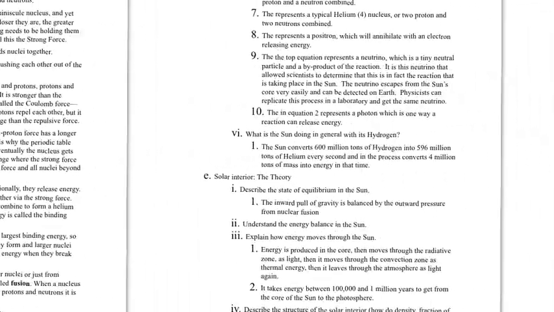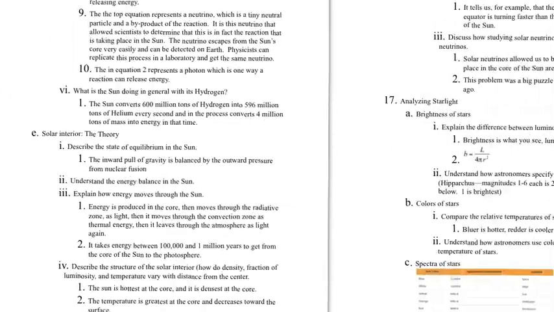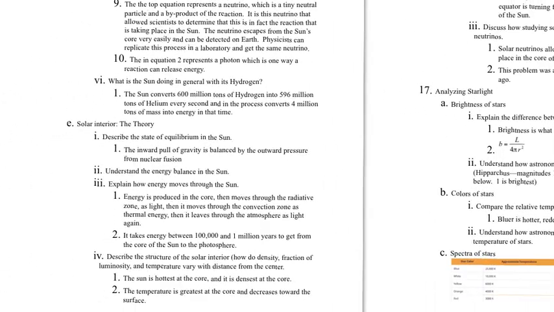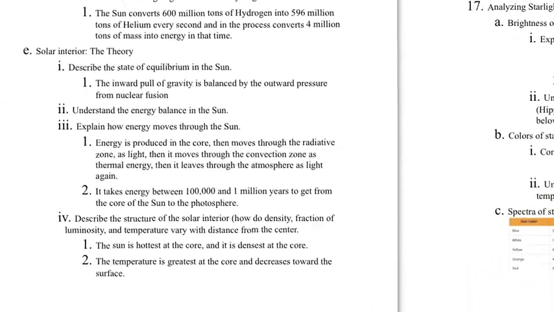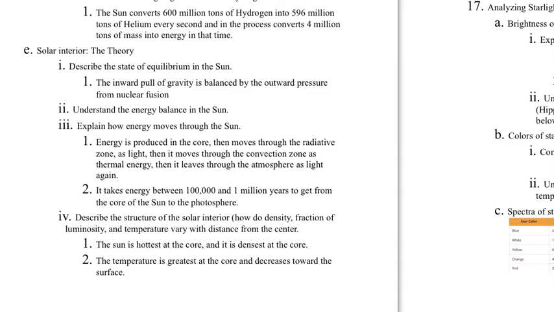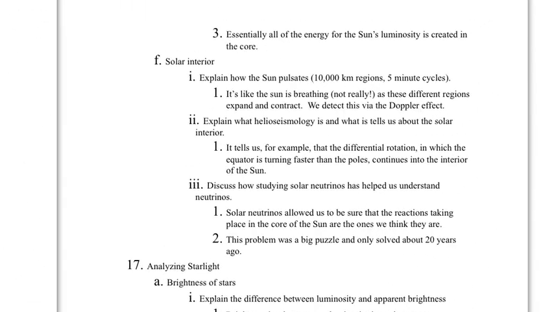So we talked about the strong force, talked about the sun's interior a little bit. I said it takes about 100,000 to 1 million. The sun is hottest at its core, its densest. I think we talked about that.